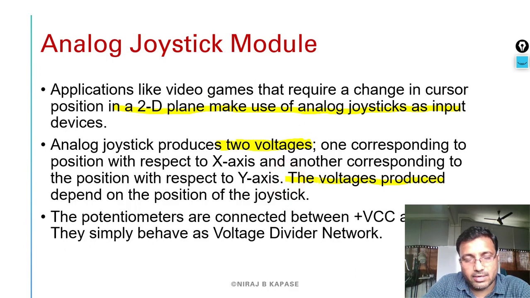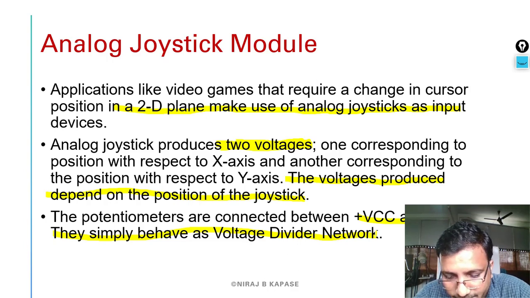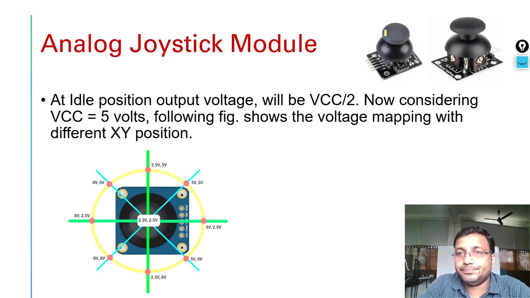These voltages depend on where the joystick is located, and the potentiometers are connected between plus VCC and ground, and simply behave as a voltage divider network. So the internal structure of a joystick has a voltage divider network, which gives you the change in the potentiometers, and due to that the output voltage will change. So here is the structure of a joystick. Joysticks look like this. Its outputs are X and Y, and a switch output is there. There are 5 pins available, plus 5 and a ground.